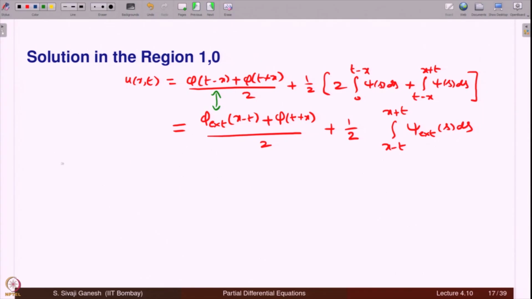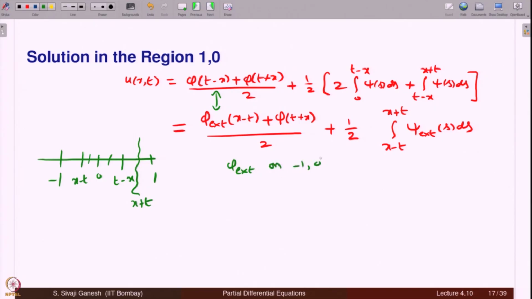So, what we do is draw a small picture here, 0. So, we have x minus t in this region minus 1 comma 0. So, minus 1 is here, x minus t is here, and then t minus x is here, and then 1 is here, and here we have x plus t. Okay, this distance is the same as this distance, because x minus t and t minus x are equidistant from 0. So, we now want to define phi on minus 1 0. Whatever is needed only we will do.